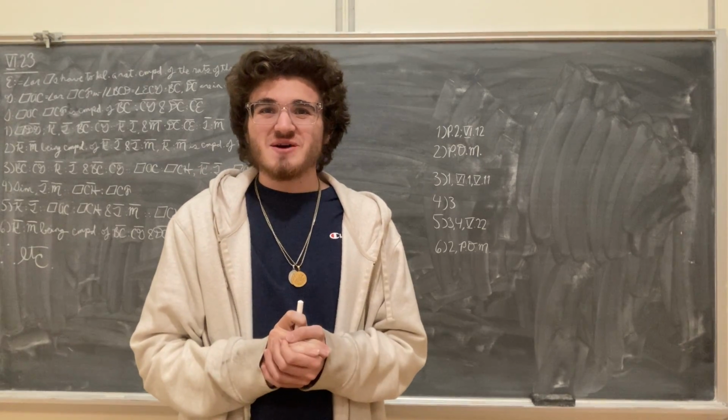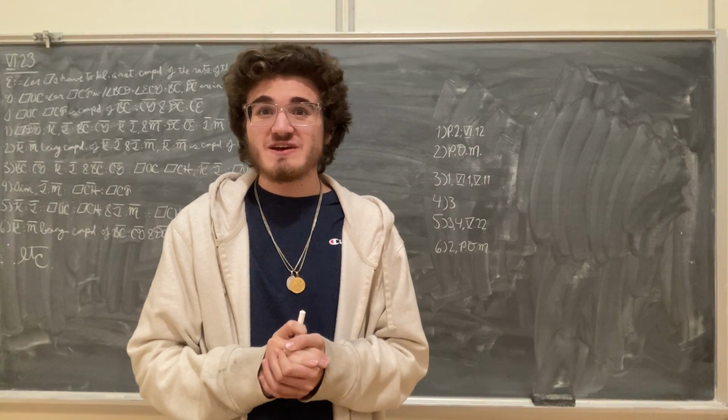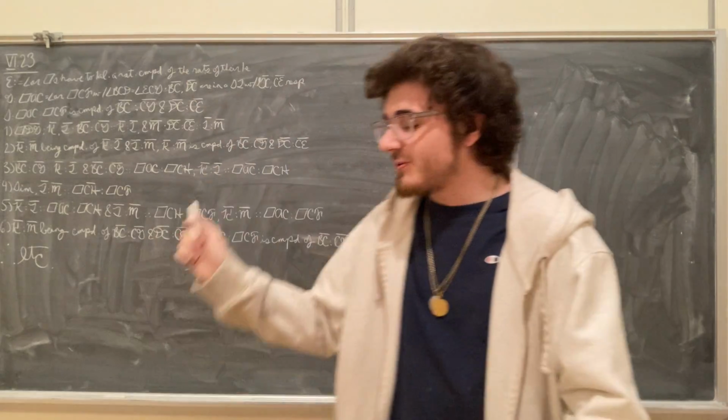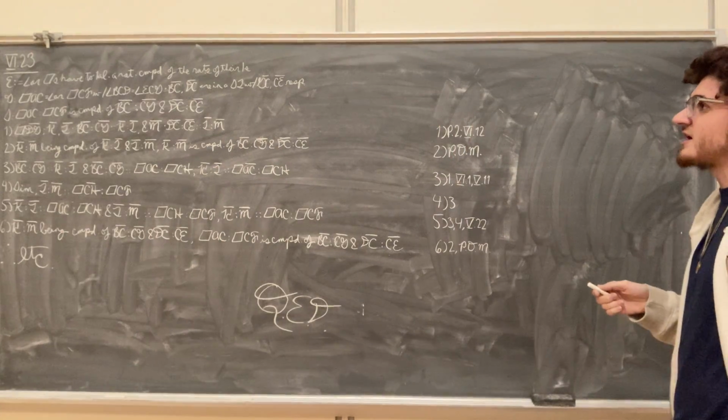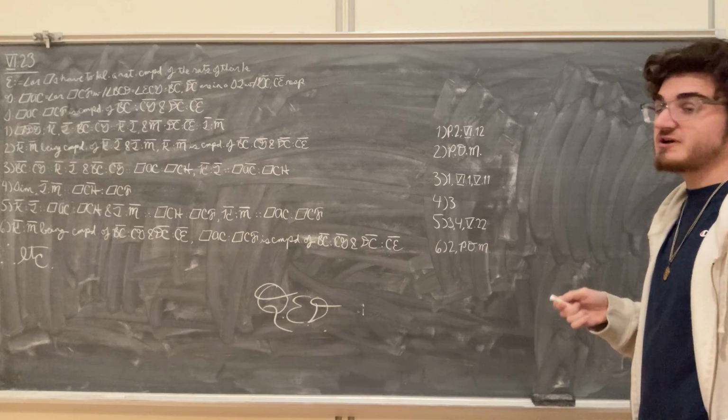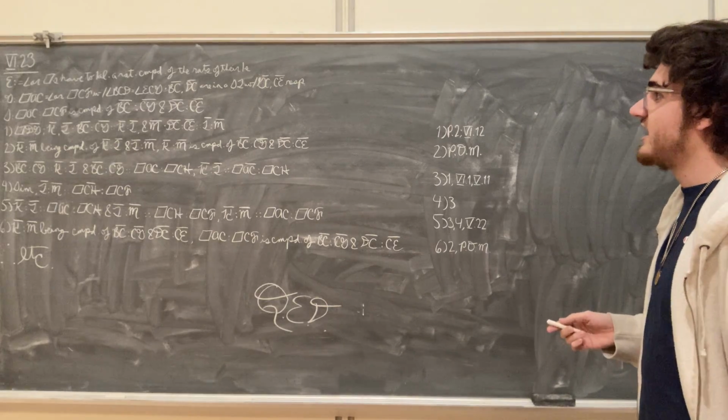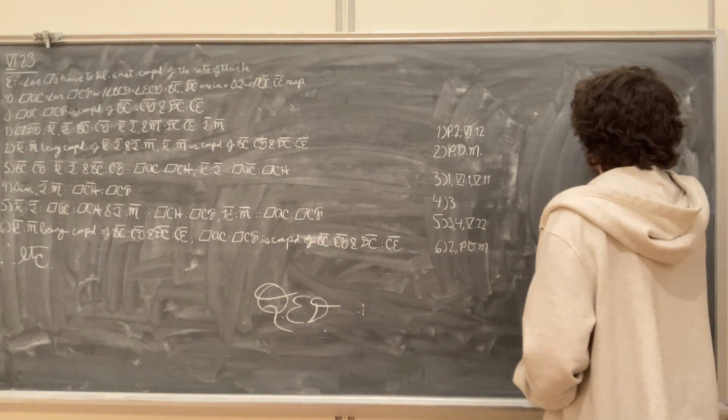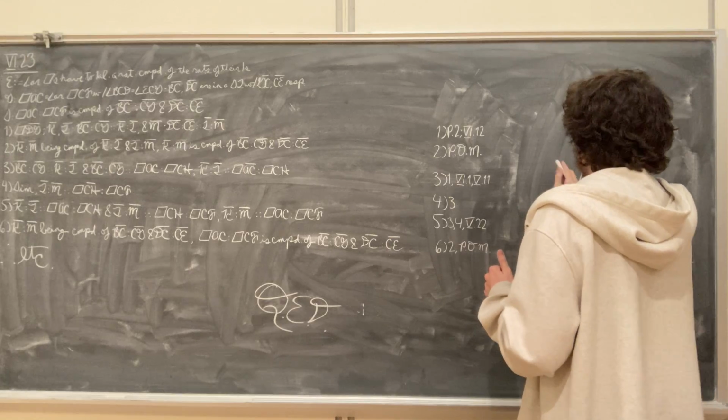Hello! This will be a demonstration of Proposition 23 from Book 6 of Euclid's Elements, which says that equiangular parallelograms have to one another a ratio compounded of the ratios of their sides. We're given two parallelograms, AC and CF.